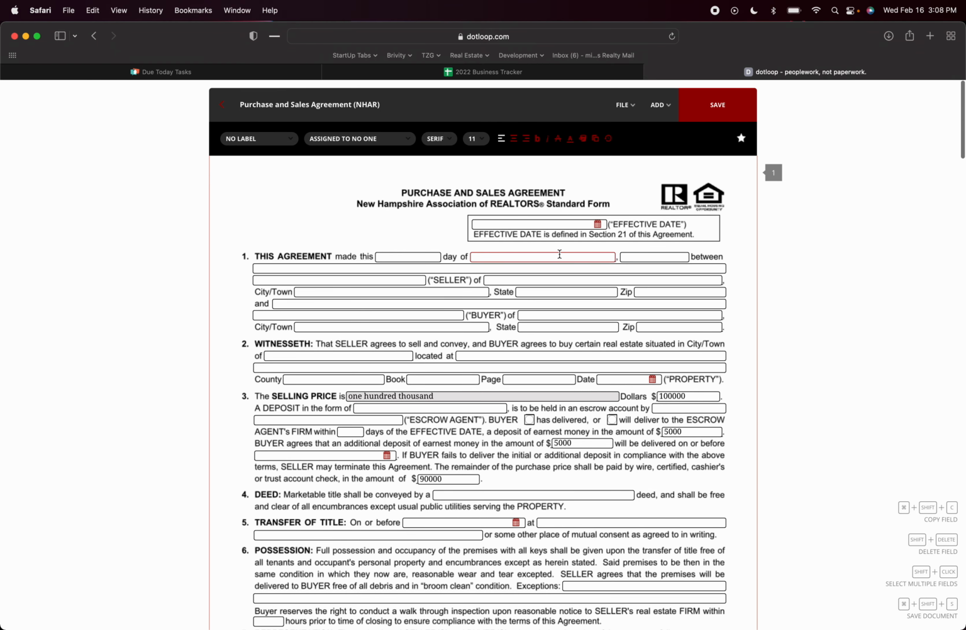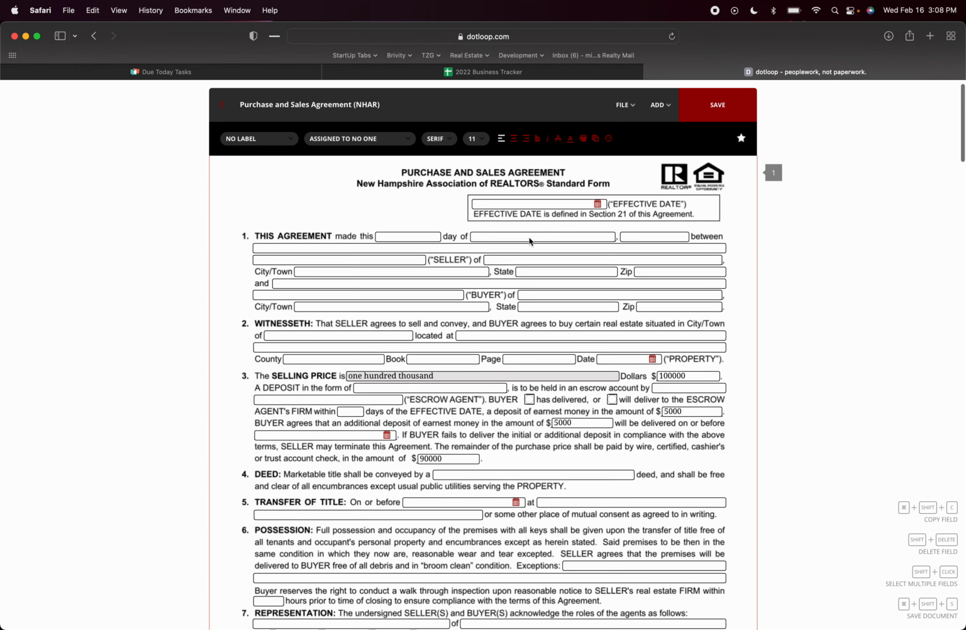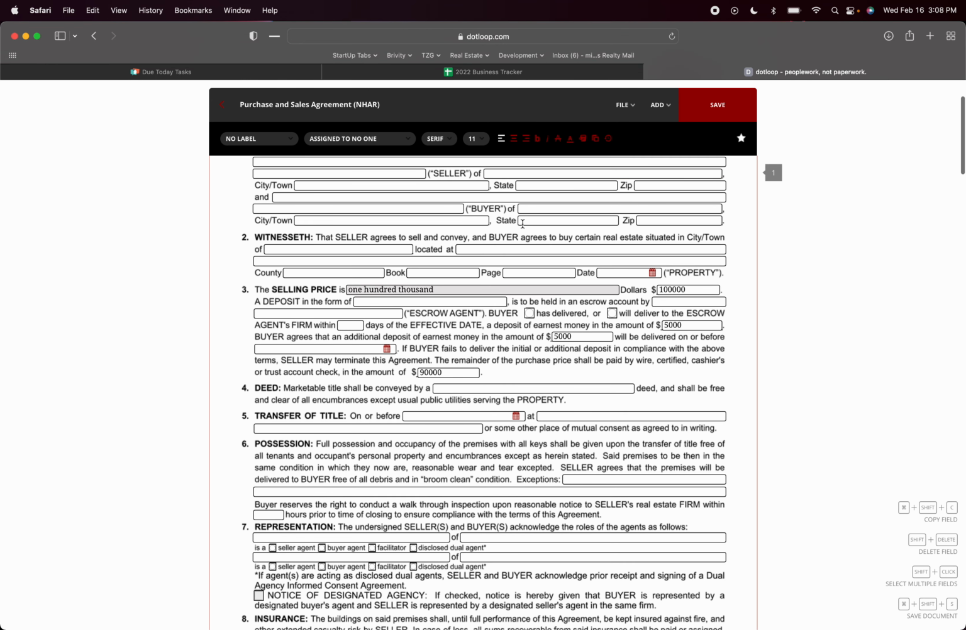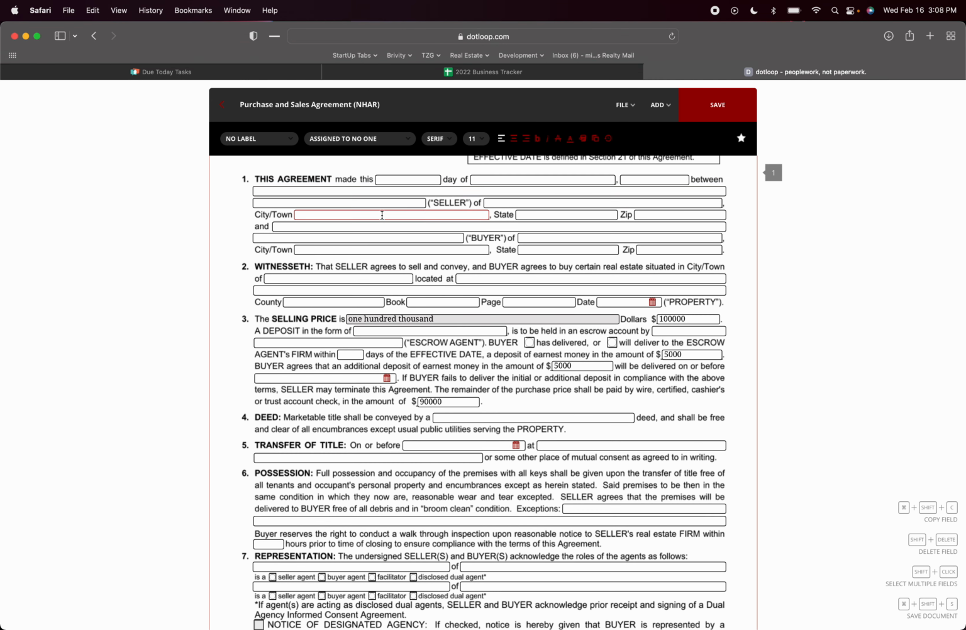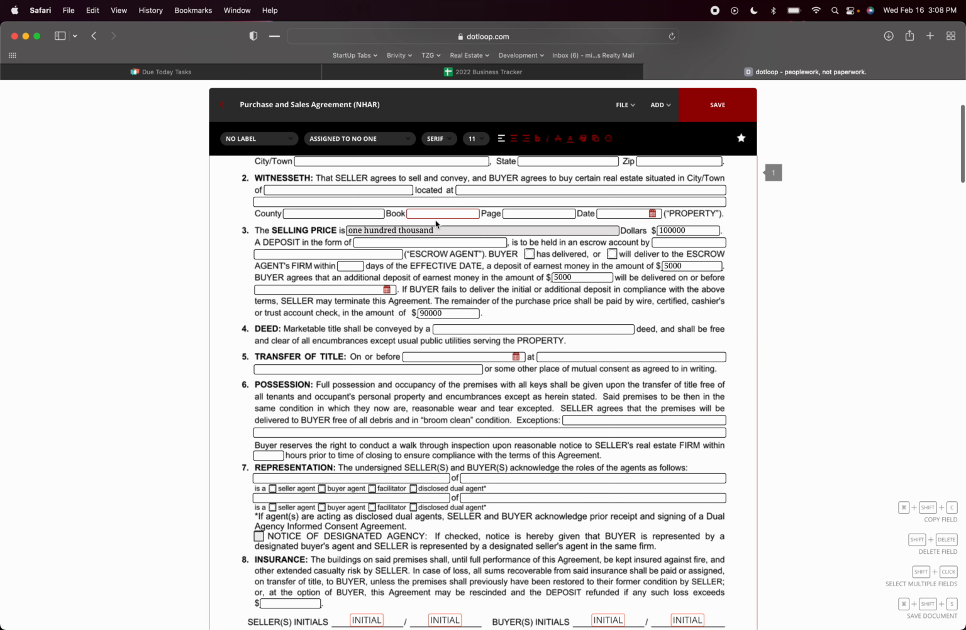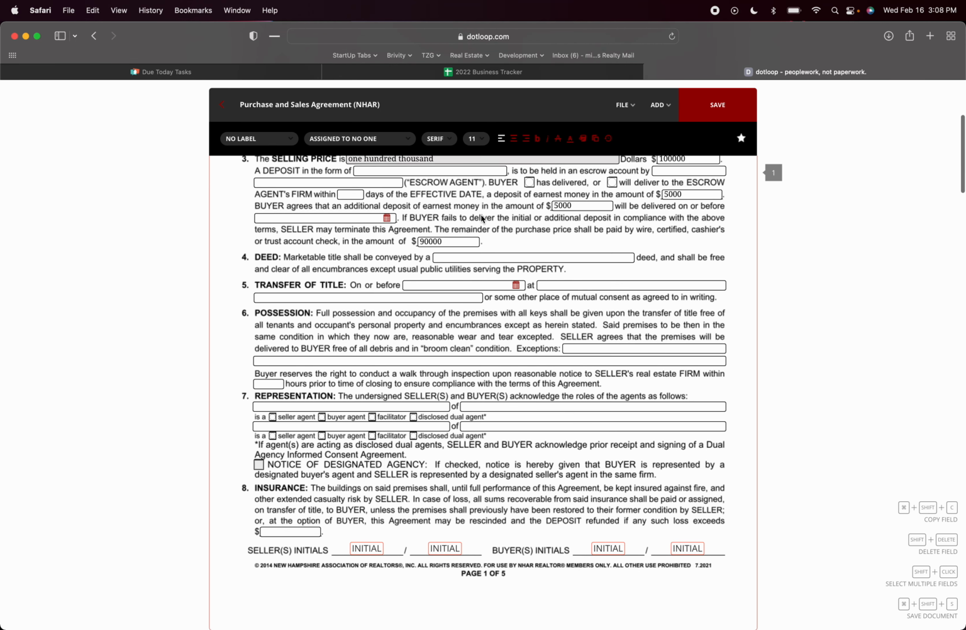So the big things that compliance is looking for, you need to make sure you have an effective date here. Again, almost everything on this form should be filled out. There should be very few blank spaces. You want to make sure particularly that the seller's name is filled out correctly based on whatever is on the current deed for the property. The book page, these two definitely need to be correct, again, based on whatever is currently recorded for the property. Obviously, you want to make sure the purchase price is correct.